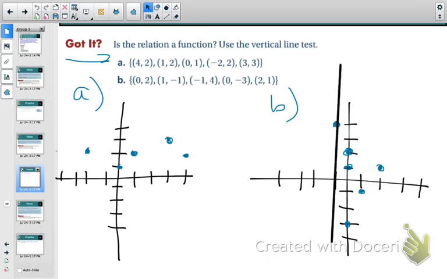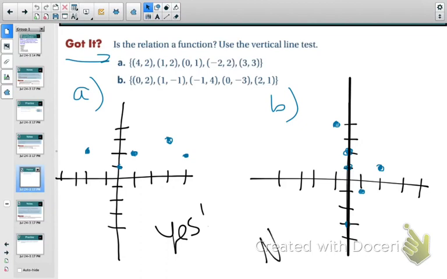For B, if I draw it here, it only crosses once. But if I draw it here, right on the axis, it crosses 3 times. So that one is not a function. Definitely not a function. Yes. No.